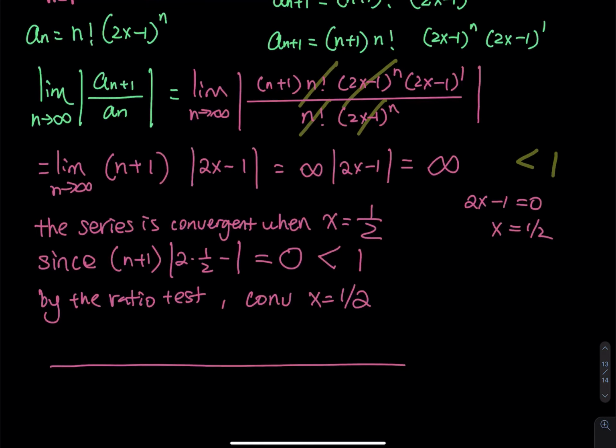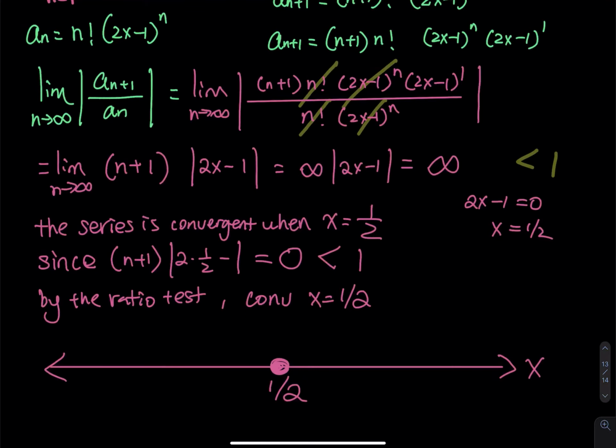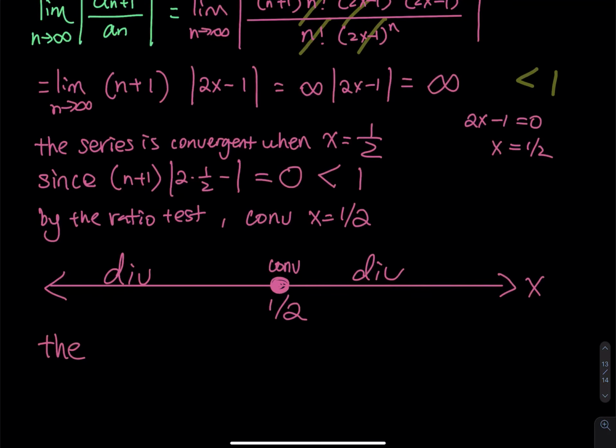So the picture is this. The entire line represents x, and then at x equals 1/2, this is going to be a solid point. So when x is equal to 1/2, the series is convergent. So only convergence at that point, and everywhere else it diverges. So we say that the power series diverges when x is not equal to 1/2.